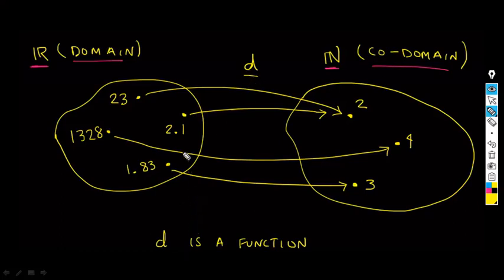And why do I say that this is a function? Because it only associates one output for every single input. Okay, for this input, it associates 2, only one output. For this input, it associates 2, only one output. For this one, only one output. For this one, only one output. Okay, so that's why D classifies as a function.